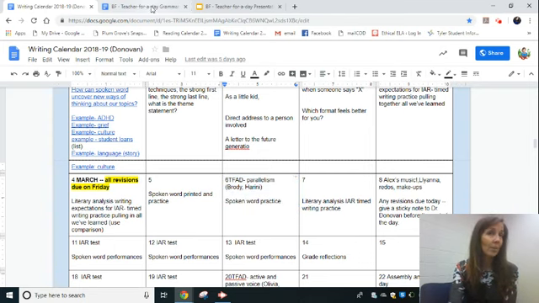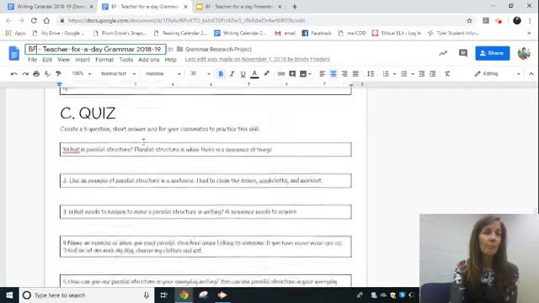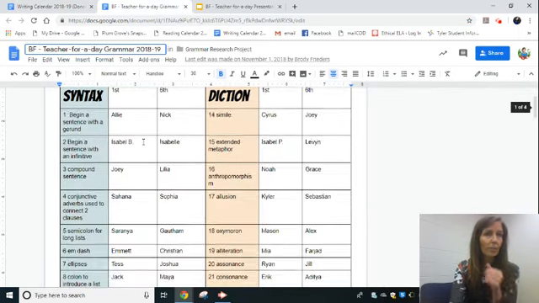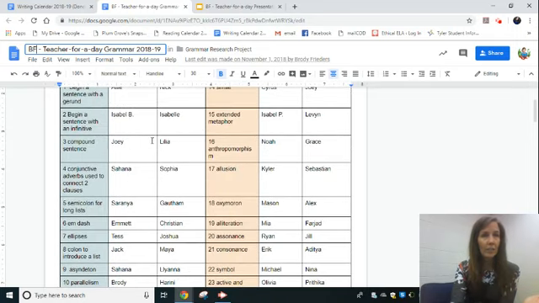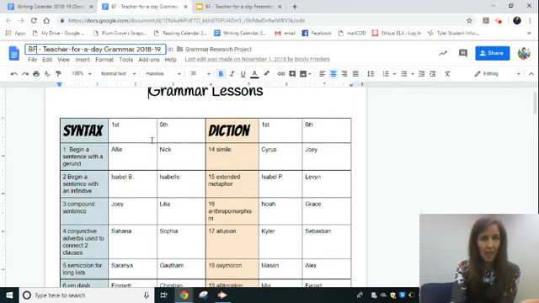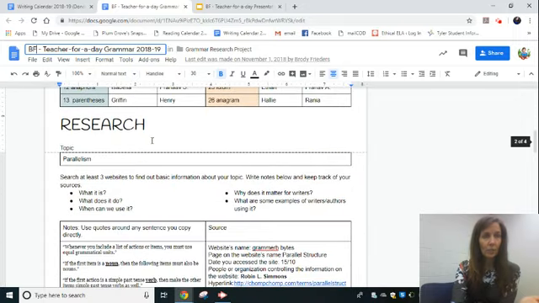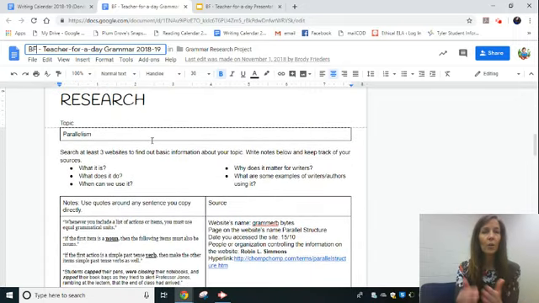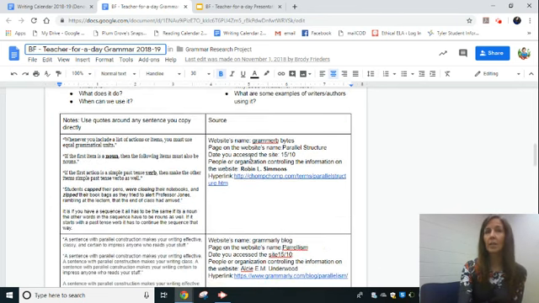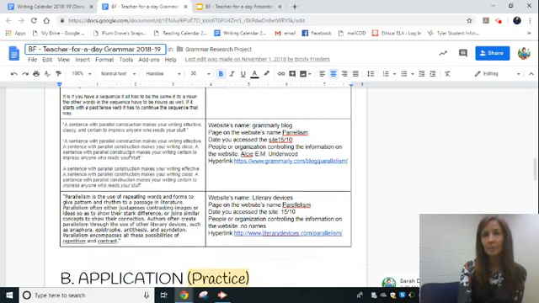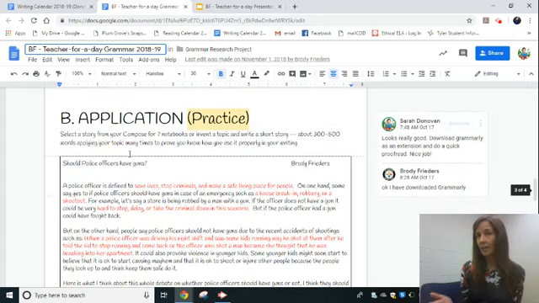So back last quarter, I assigned every student a topic for their grammar lesson. Some are working on syntax, and some are working on diction. And they researched that. Of course, I could do these mini lessons, but I think it's important for the students to know how to go about finding the information that they need. So this student researched parallelism. I showed the research process with citing sources and taking notes. And then the application process is most important.